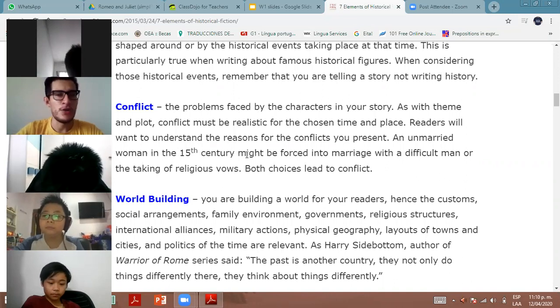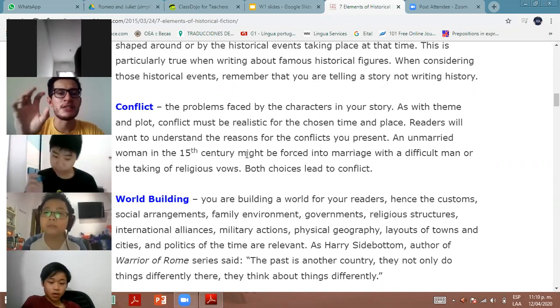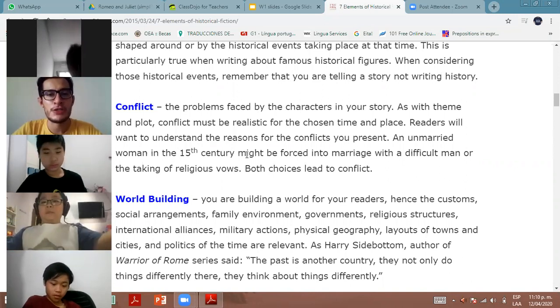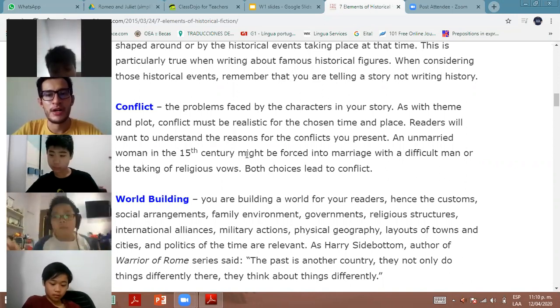And to have a good conflict, the readers need to understand the full context, the different reasons that are taking part in the story.